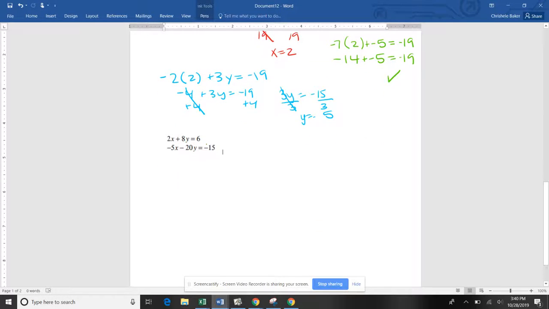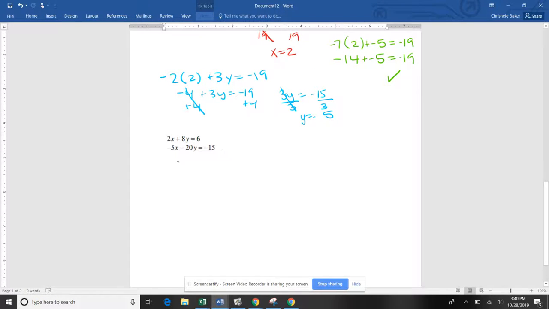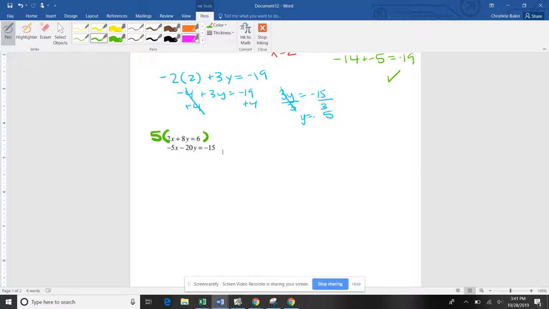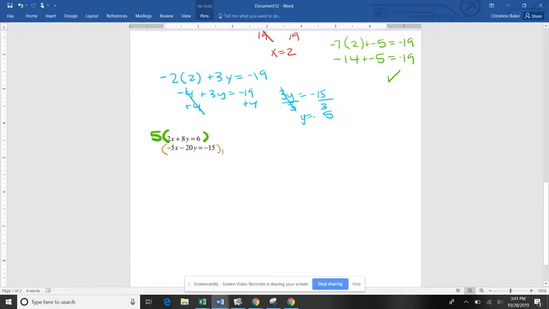Okay, last problem. Oh gosh, what should I multiply by? Well, 2 doesn't multiply by anything to get 5, and 8 doesn't multiply by anything to get 20. So what I'm going to have to do is work with both of these equations. I'm going to multiply the top one by 5 and the bottom one by 2. That'll give me a 10 in both of these.